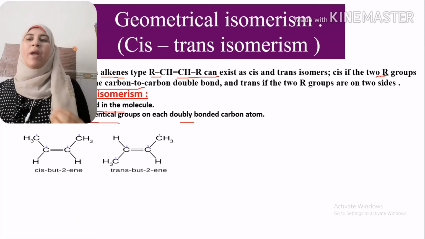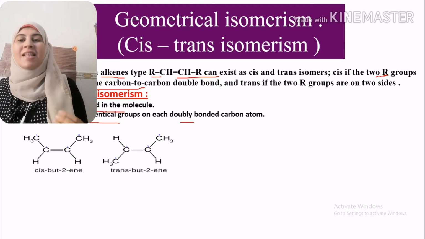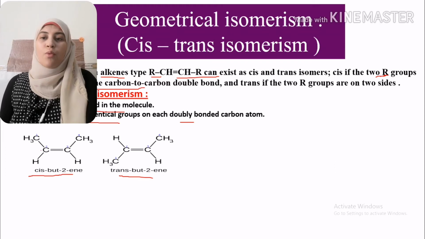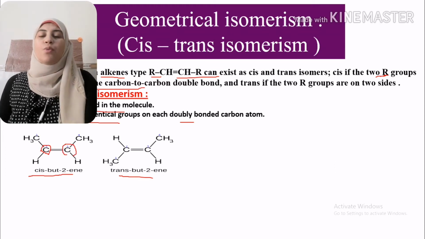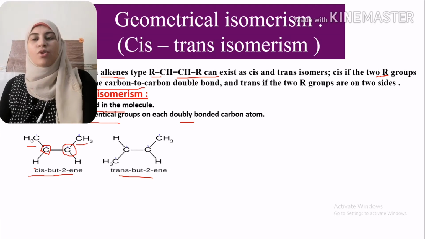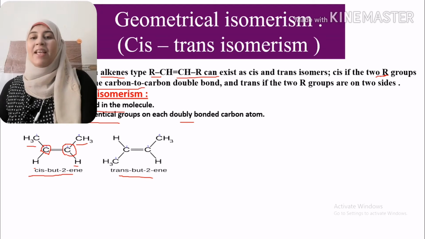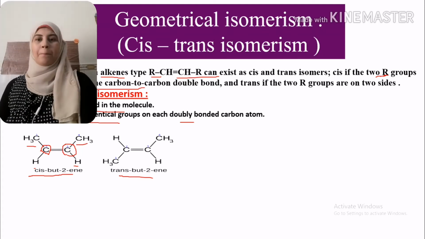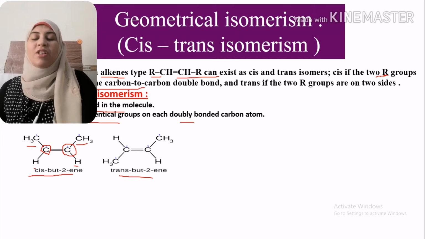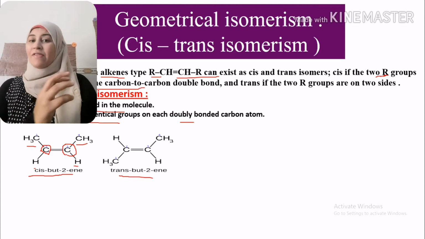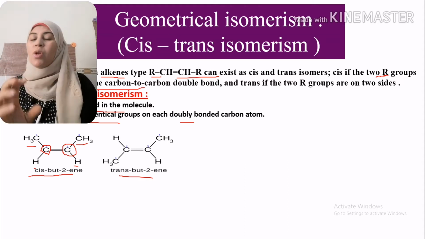The first example, we have butene, with cis butene and trans butene. In the first one, cis butene, we have two carbon atoms, 1 and 2. The first one is attached to a methyl group and a hydrogen atom. The second one is attached to a methyl group and a hydrogen atom. So if the two methyl groups are in the same direction, we have cis butene. If the two methyl groups are in different directions, we have trans butene.